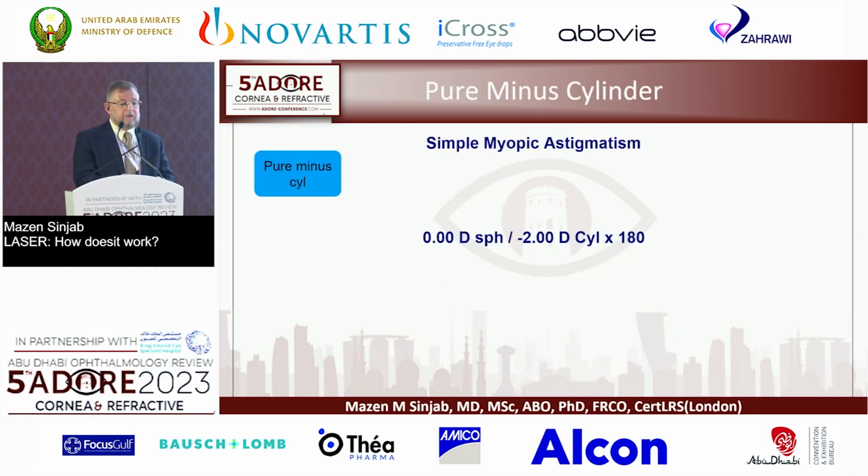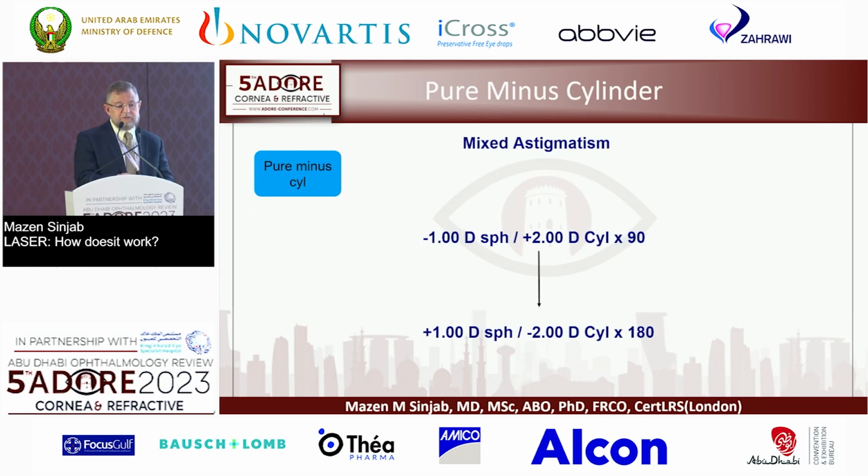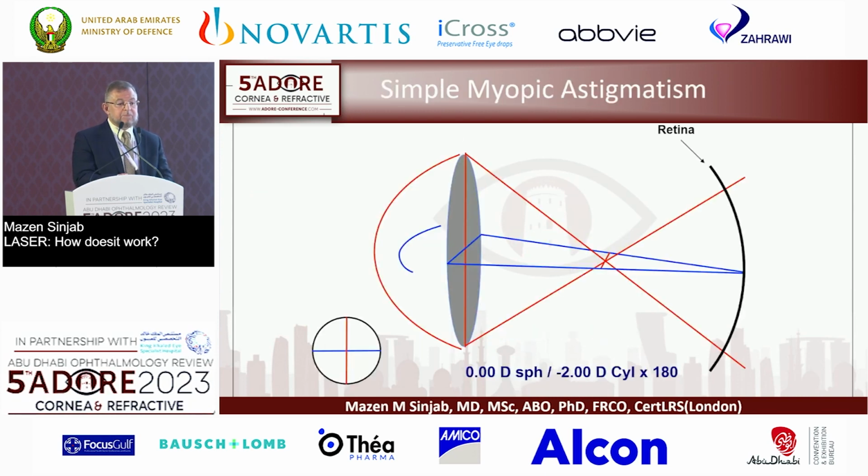Now, for the pure minus, this is an example, simple myopic astigmatism, -2 at 180. And if it is hyperopic, it will convert it into minus. So as you see, +2 at 90 will be treated as +2 sphere and -2 cylinder at 180, the perpendicular one. And this is an example about the mixed astigmatism, -2 +2 at 90 will be converted into minus cylinder at the perpendicular.